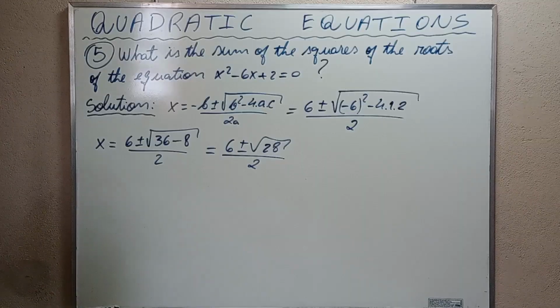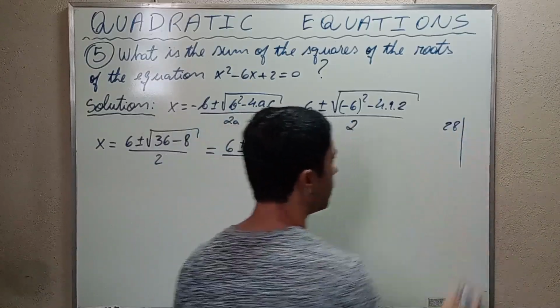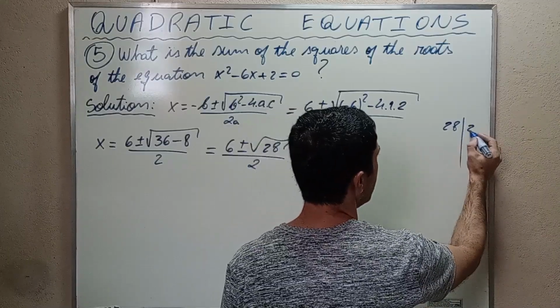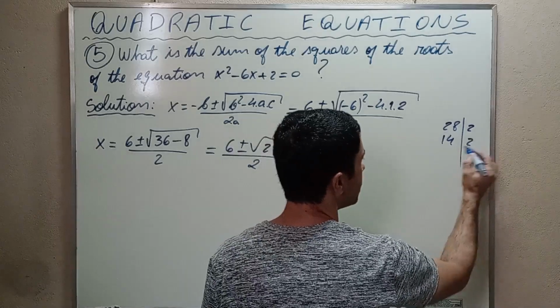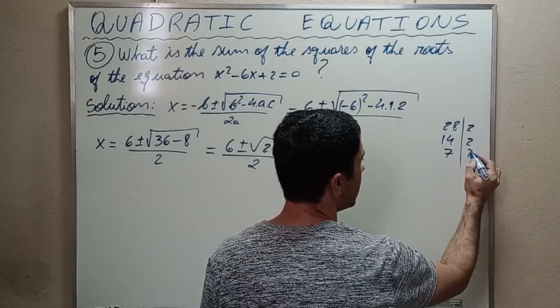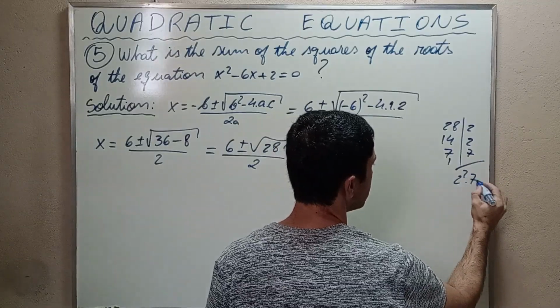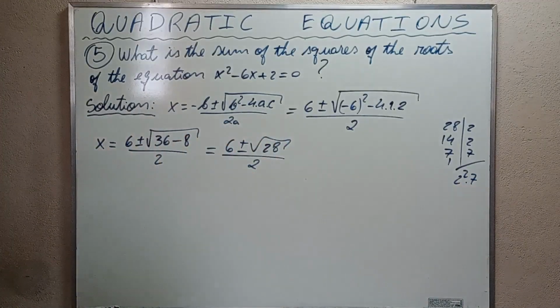Observe that we can write 28 in this way. Find the divisors of 28. 28 divided by 2 is 14. 14 divided by 2 is 7. 7 divided by 7 is 1. Thus, 28 can be written as 2 squared times 7.